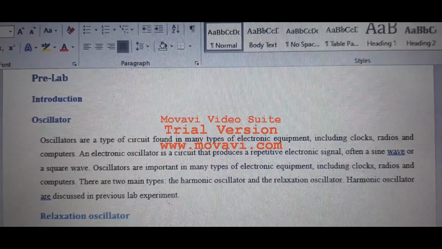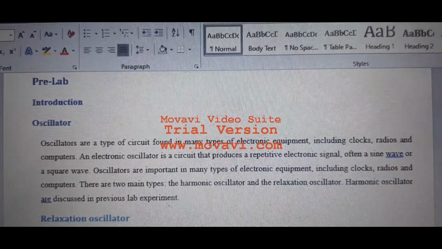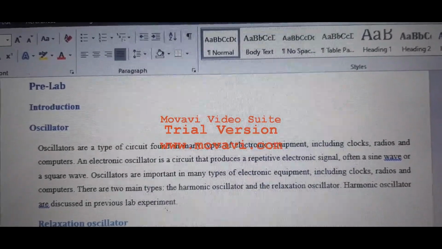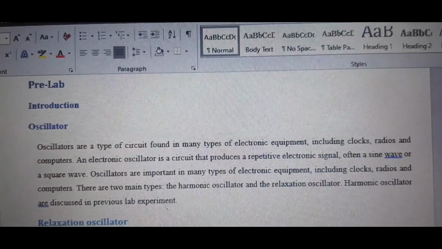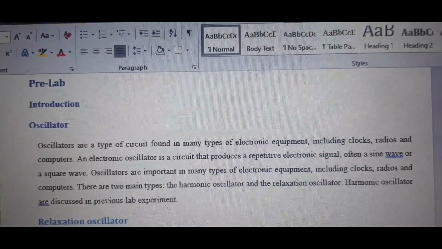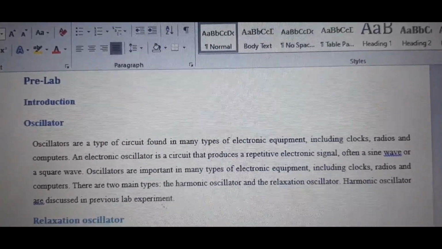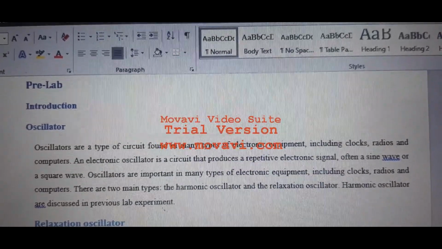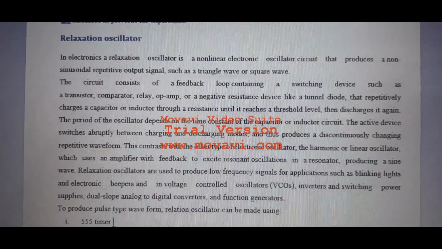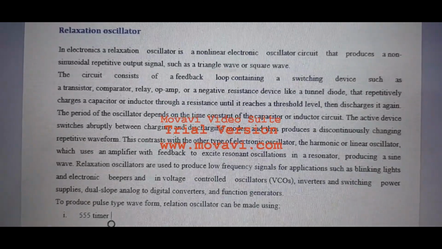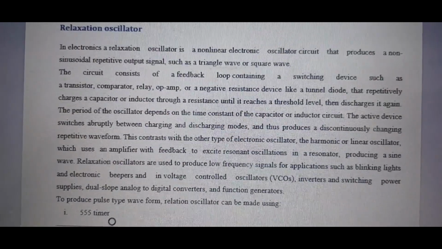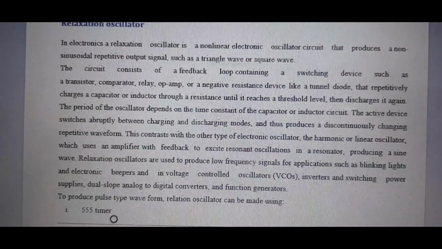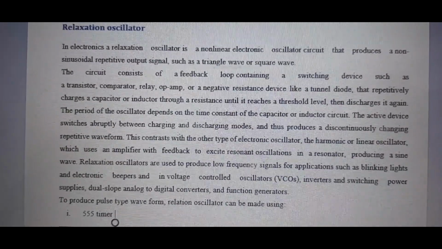There are two main types of oscillator circuits, the linear circuit and the non-linear circuit. The linear oscillators are the harmonic oscillators, and the non-linear are the relaxation oscillators. Harmonic oscillators were discussed in the previous lab experiment. Here we will discuss the relaxation oscillators. Relaxation oscillators are basically non-linear devices that produce a non-sinusoidal output waveform. It can be a square or triangle waveform.